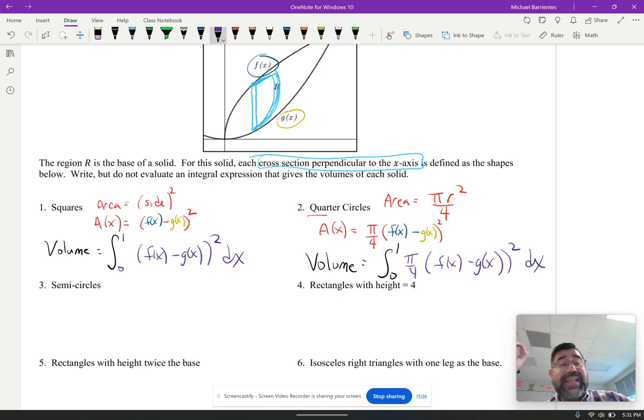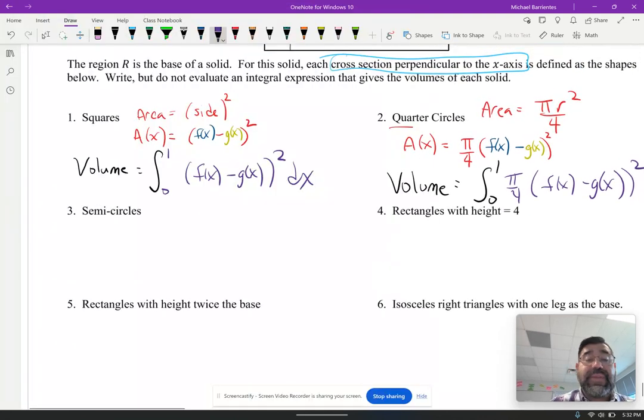Now, I like number 2 because it makes us think, what exactly is this representative rectangle measuring? Well, in the case of number 2, if I'm drawing quarter circles, that is measuring the radius. But be careful, because when I get to number 3, now I need semicircles. Okay, so let's set that formula up. The area of a semicircle is pi r squared divided by 2. So therefore, the area function is pi over 2 times the radius squared.